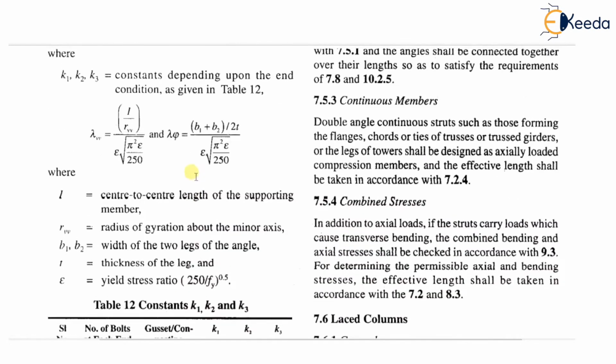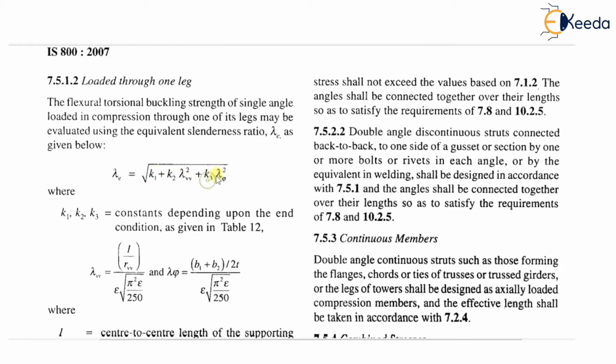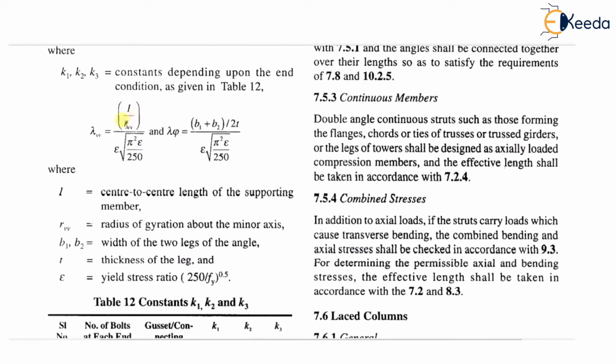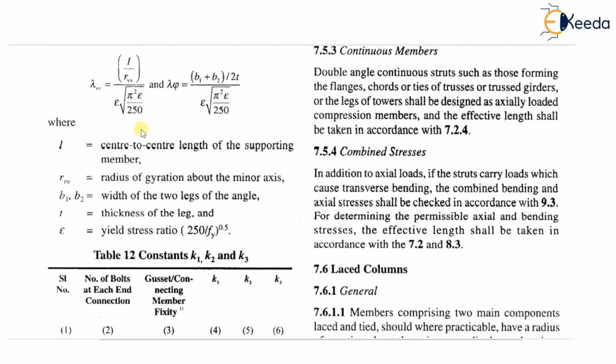Now I can put these values K1, K2 and K3 here. Now what about lambda VV square and lambda phi square? So lambda VV, they have given this formula. It is (L by RVV) divided by epsilon under root of pi square E divided by 250. And lambda phi is ((B1 plus B2) divided by 2t) whole divided by epsilon under root of pi square E divided by 250. Now you can put the values and you can find out the lambda VV and lambda phi. Now you just pause the video here and you note down all these things.